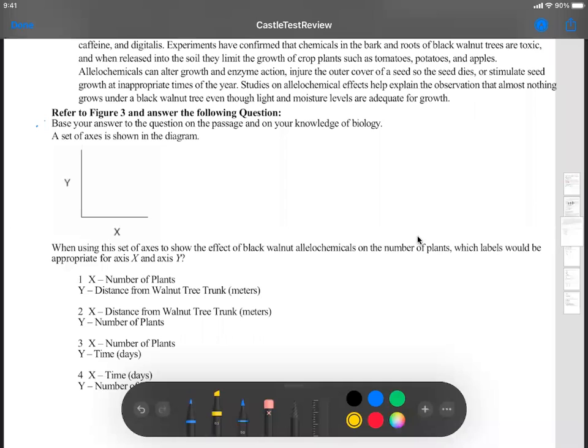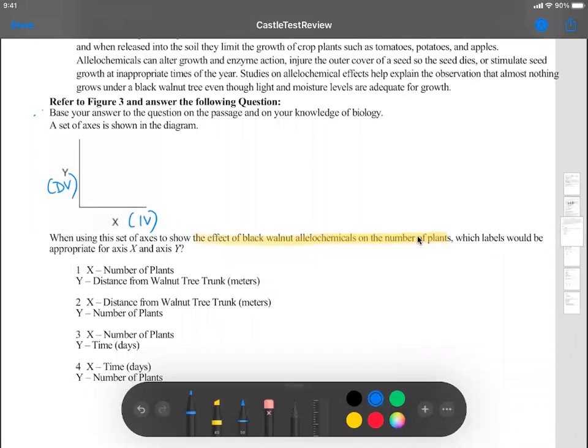Like we've said before, the IV and the DV always have to be on, well, one of them always has to be on the Y and one of them always has to be on the X. And then I already knew that the two variables were the distance from the walnut tree trunk and the number of plants. And so then I was like, okay, the X is the IV and the Y is the DV. And so because the IV always has to be X, that means that the distance from the walnut tree has to be X.